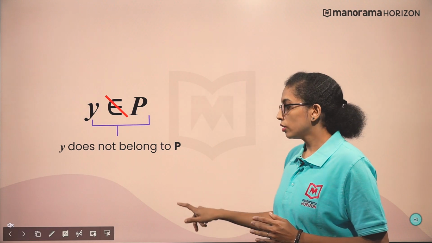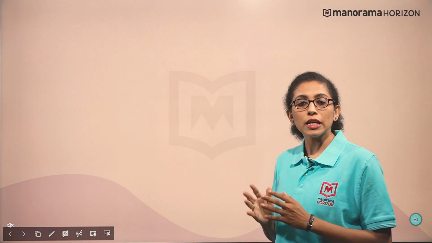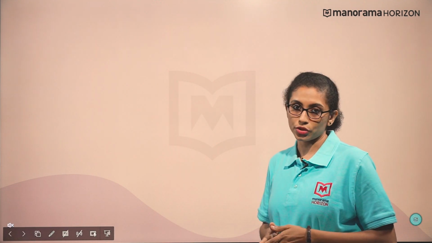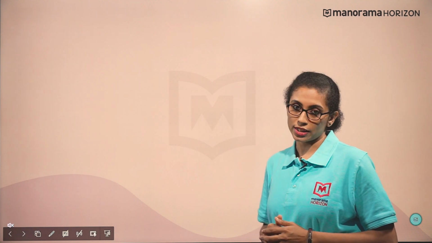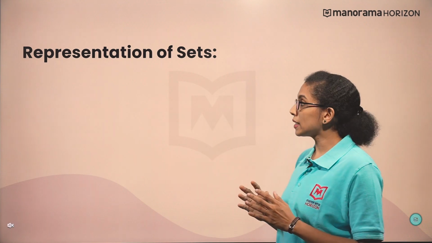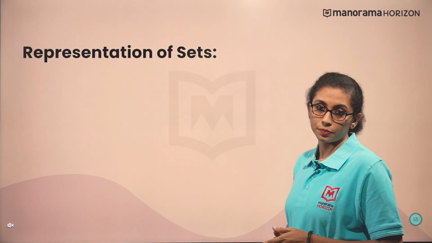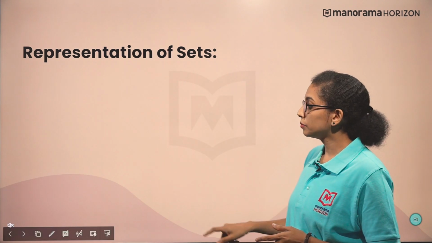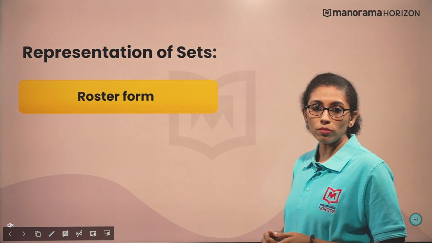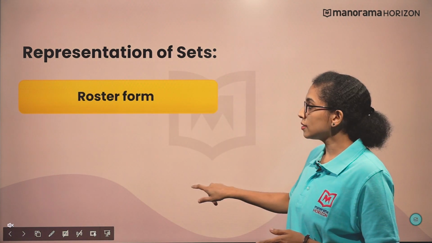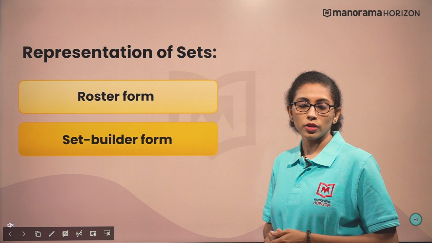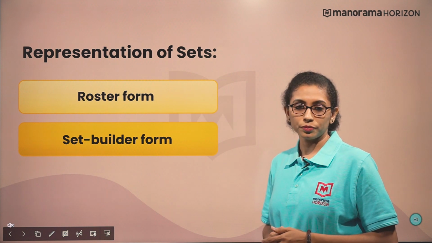So far, we have discussed the verbal description of the set. Let's discuss the mathematical representation of a set. There are primarily 2 ways to express a set. The one is roster form. The other is set builder form. Let's discuss one by one.